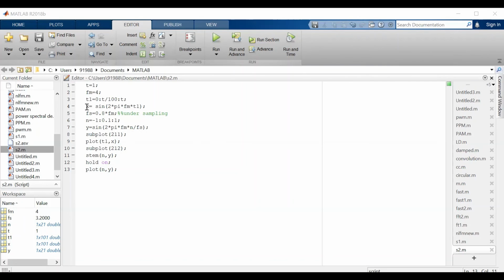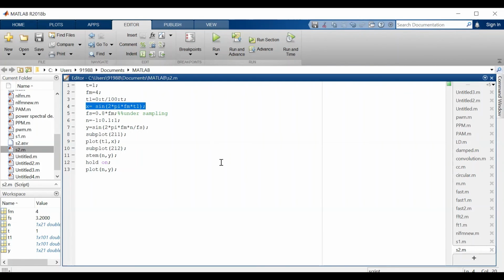In the code, we have taken the continuous signal which we want to convert into a discrete signal. x is equal to sin(2*pi*f*t1). t1 is the interval. We have considered T as 1, and t1 goes from 0 to T with an interval of T/100. And the frequency fm we have considered as 4. Then we have to consider the sampling frequency. First, we have considered the Nyquist rate, then we change the rate to less than 2 fm and greater than 2 fm.